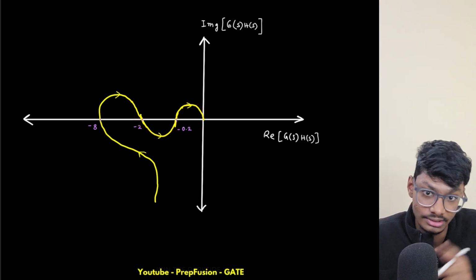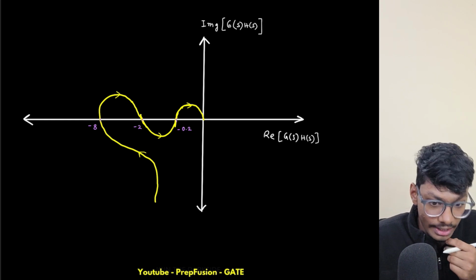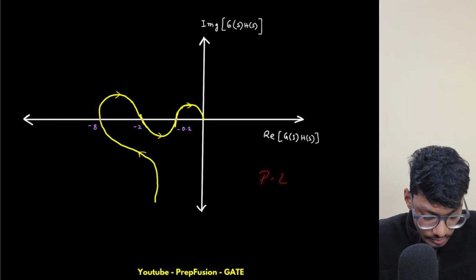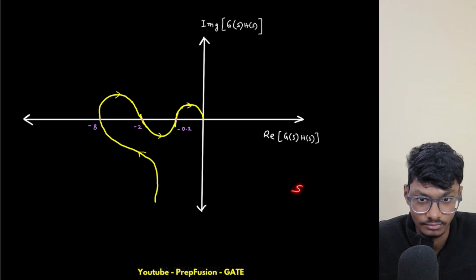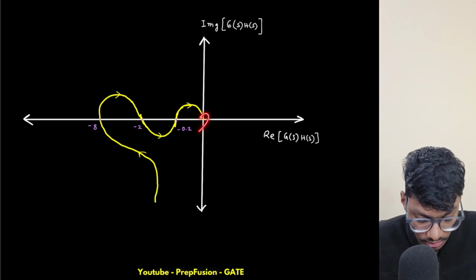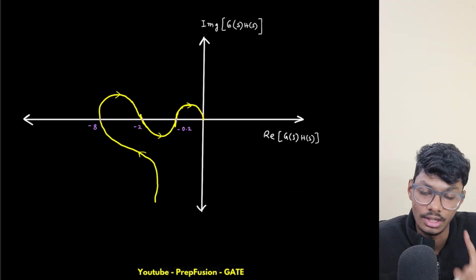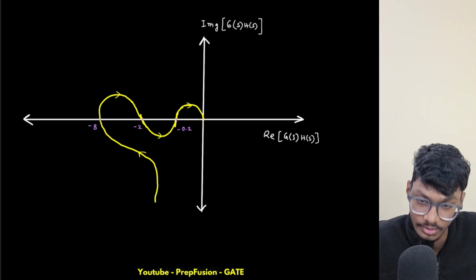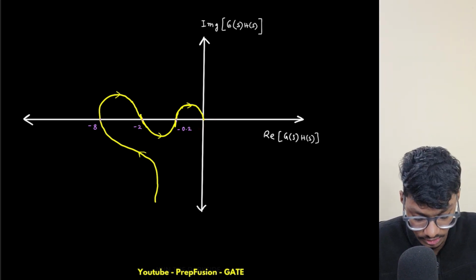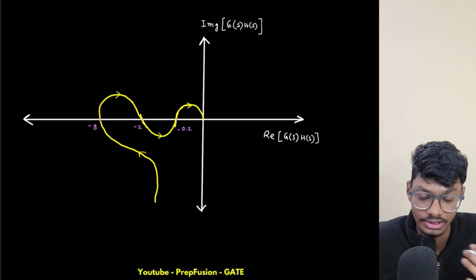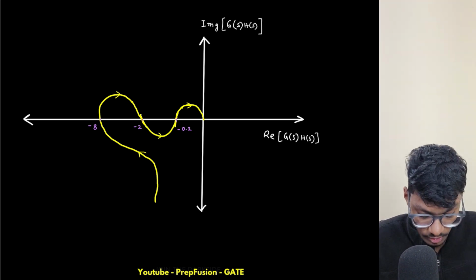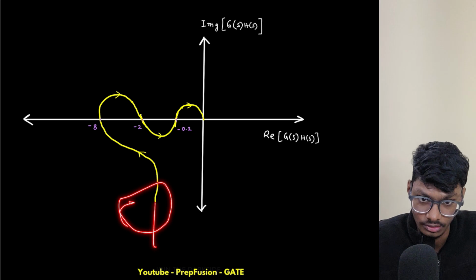I explained this in the previous example: at the end, p minus z will be simply 3. So here, how many half circles will I have? The number of half circles of zero radius will be 3, and the number of infinite radius half semicircles will be 1, because this is a type 1 system. This is starting from here, right?